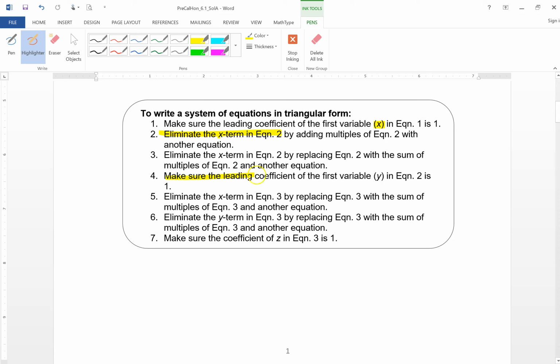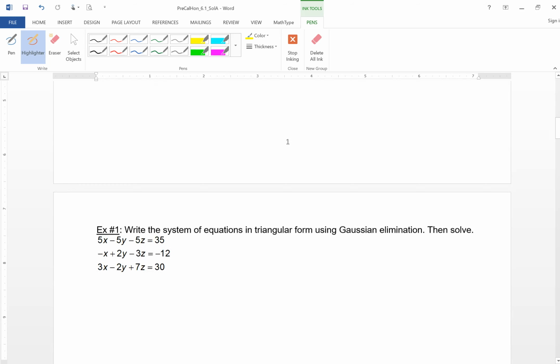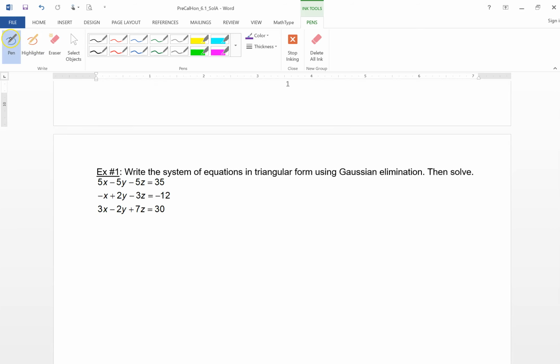All right. So make sure the leading coefficient of y in equation 2 is 1. And then we go on to equation 3. In equation 3, we're going to eliminate the x term and the y term, and we're just going to be left with the z term, and then you have to make sure that the coefficient is 1. All right? So first, let's do this one. First, we're going to eliminate this x term, then this x term here, then the x and the y here, and we get row echelon form.